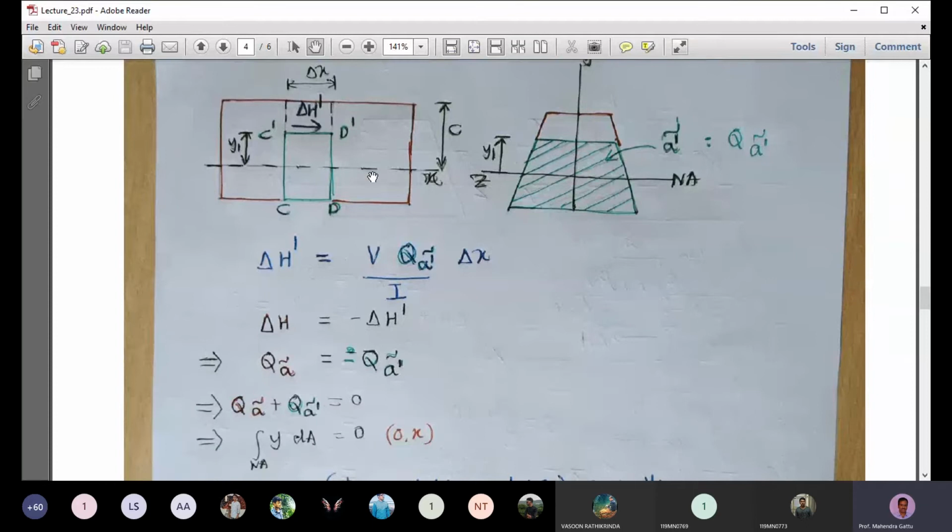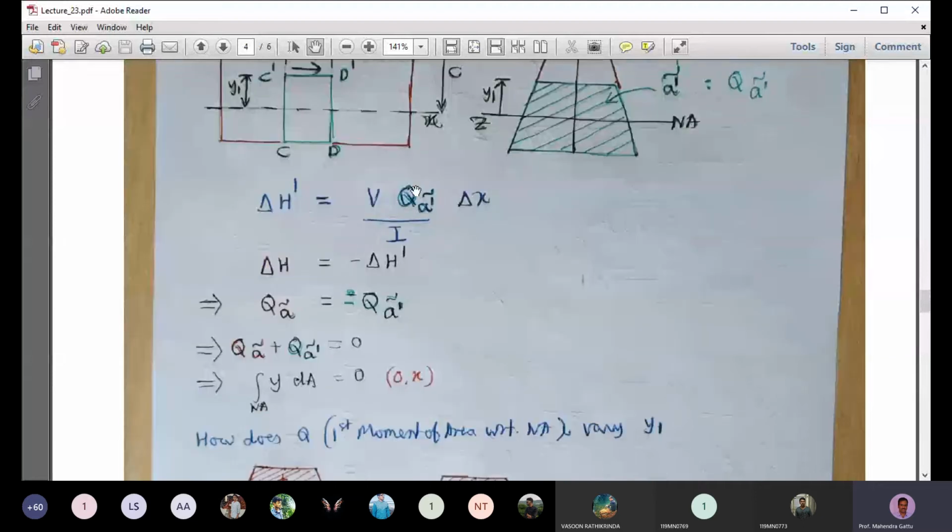If we do a similar analysis, we get a relation between that horizontal shear force delta H prime and the applied vertical shear V, Q A prime, the moment of inertia I, and delta x. So what is happening here? Instead of Q A, we have Q A prime tilde, and we already know that delta H is equal to minus delta H prime.